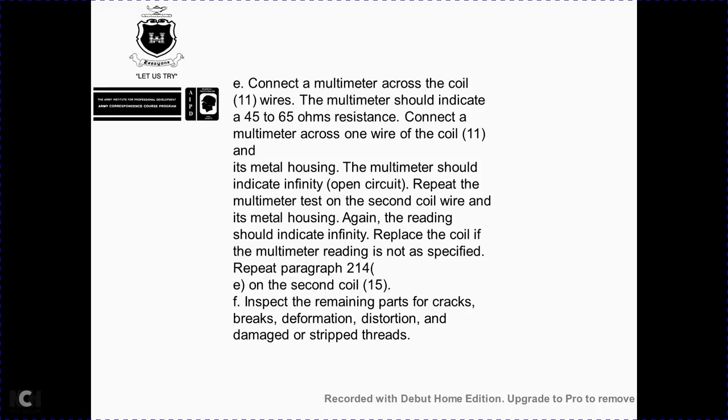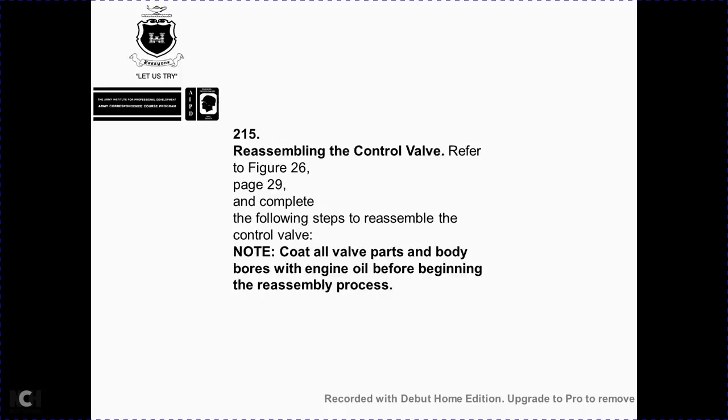Connect the multimeter across the coil 11 wires. The multimeter should indicate 45 to 65 ohms resistance. Connect the multimeter across one wire of the coil 11 and the metal housing. The multimeter should indicate infinity, an open circuit. Repeat the test with the second coil wire and the metal housing. Again the reading should indicate infinity. Replace the coil if the multimeter readings are not as specified. Repeat paragraph 214 on the second coil 15. Re-inspect the remaining parts for cracks, breaks, deformation, distortion, damaged strips, or threads.